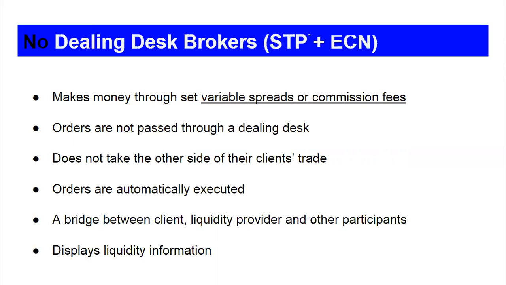The no dealing desk broker, STP plus ECN, makes their money through variable spreads or commission fees. The orders are not passed through a dealing desk. They do not take the other side of their client's trade. Orders are automatically executed. There's a bridge between the client, liquidity provider, and other participants, and there's a display of liquidity information. So those are the differences between brokers.